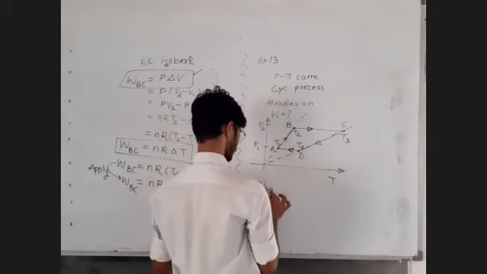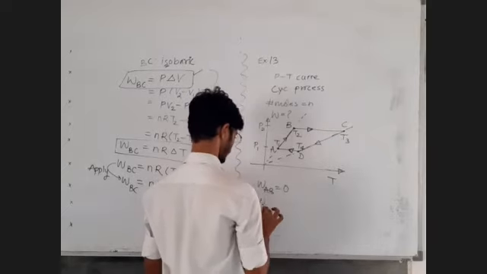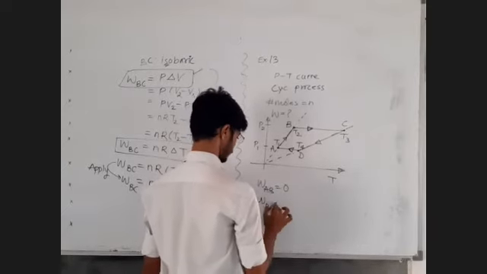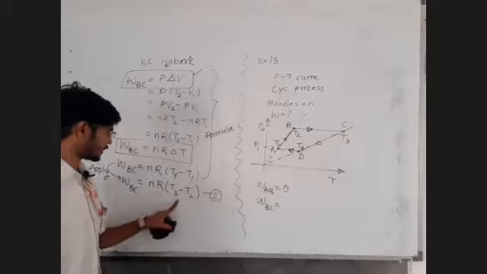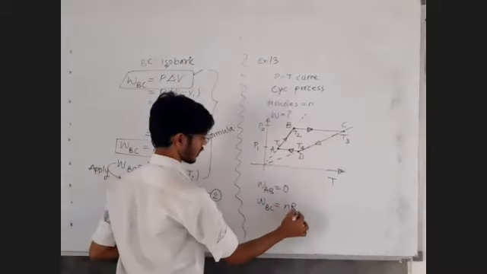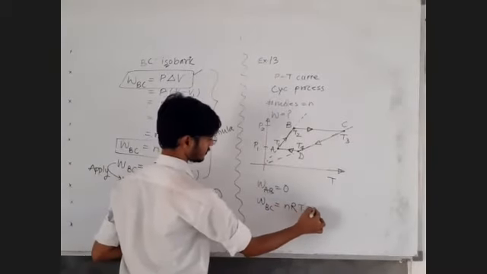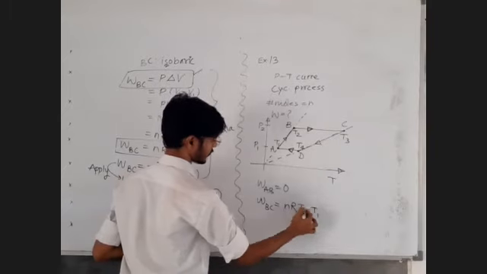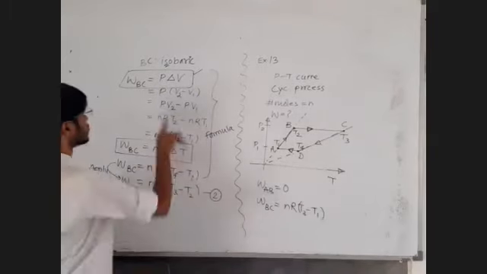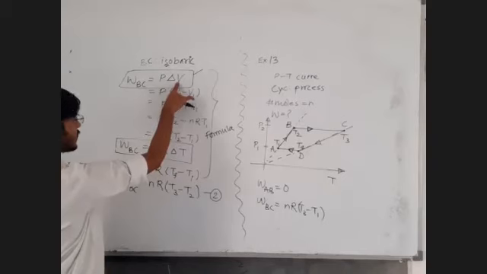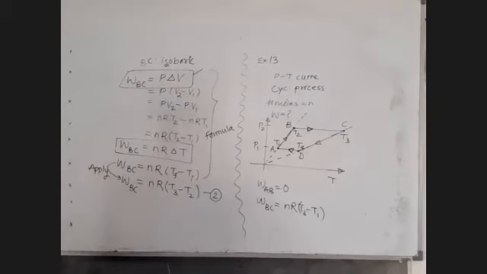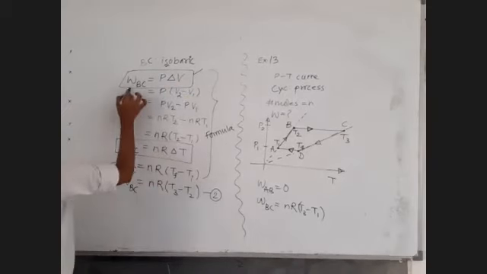Work done in the process AB is 0, sir. Work done in the process B to C is this nR delta T. What is delta T? It's T3 minus T2. Isobaric, no? For isobaric we have two formulae, P delta V and nR delta T, as per the need.